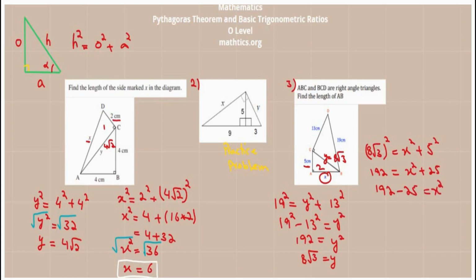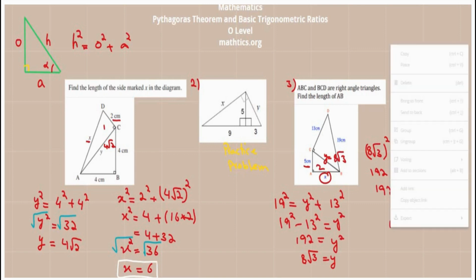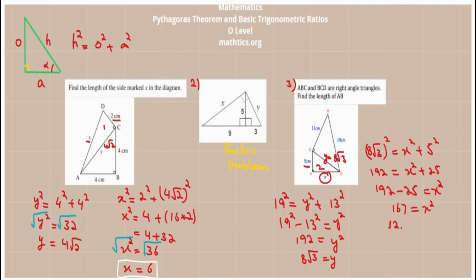Let's find the final answer. 192 minus 25 is 167. We need to take the square root again. The square root of this answer, 167, we can write in decimal form, which is approximately 12.9. That's the answer, and we need to consider its positive value because length is always positive. So we can just highlight the final answer. This was the main target that we just calculated. We obtained its value 12.9. That's the final answer. Okay, my dear students, I hope you are getting the concepts of Pythagoras theorem.